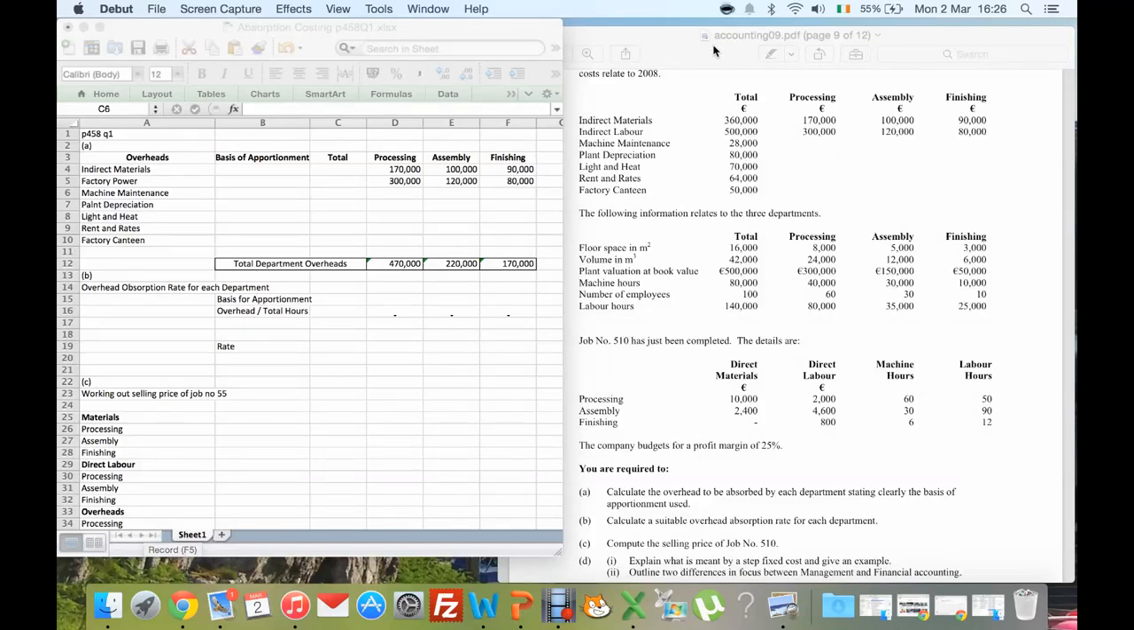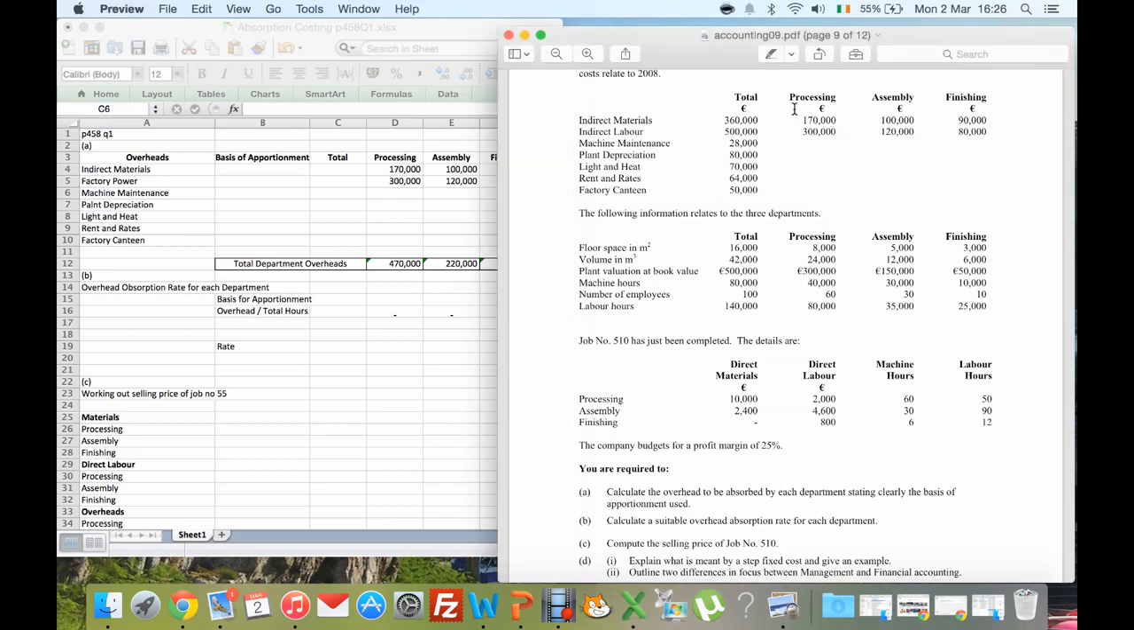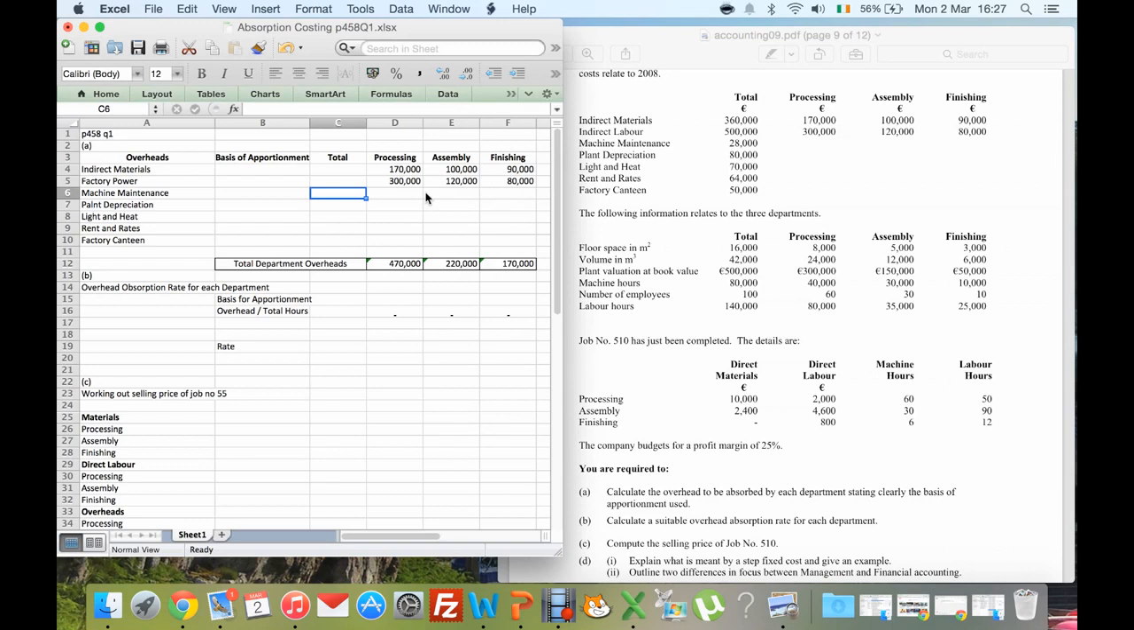Okay, this is absorption costing question 8 from the 2009 paper. So we start by laying these costs out, and these here we need to share out among the 3 different departments. I've taken the figures already for processing, assembly and finishing that we have for indirect materials and labour. I've put them into my solution.